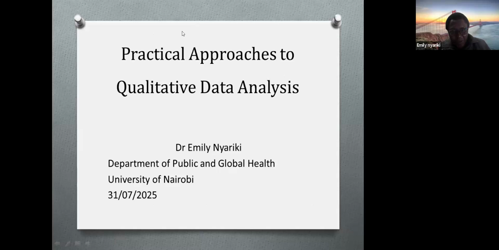Then I'll take it off because of the issues of the network. So today we are looking at the practical approaches to qualitative data analysis, focusing perhaps on health research. I just want to assume that perhaps a number of us have had an opportunity to collect qualitative research data. And so today our session will be on how do we go about analyzing qualitative data.